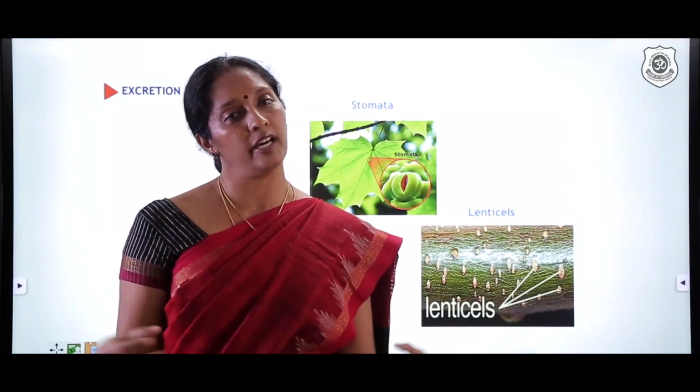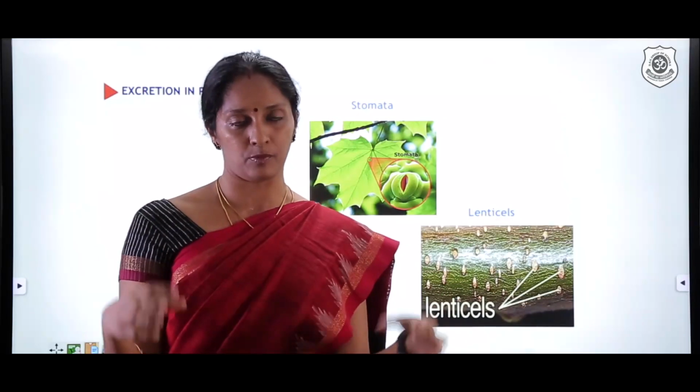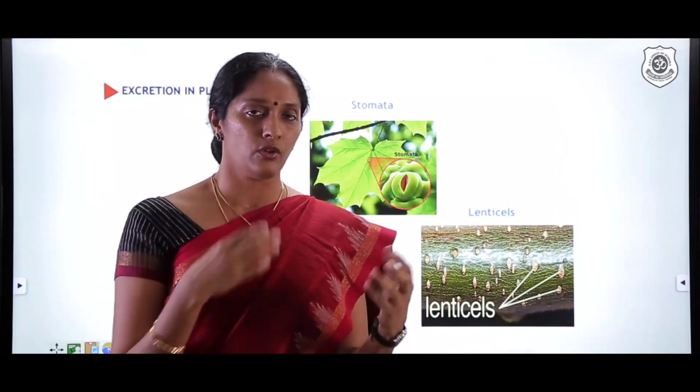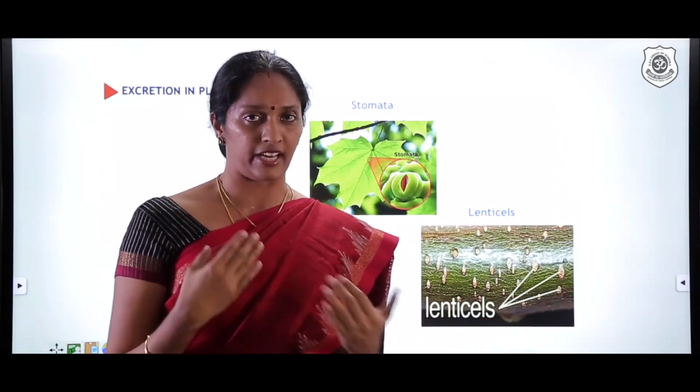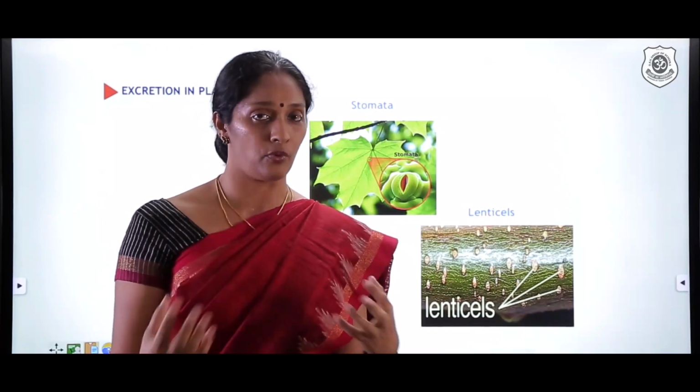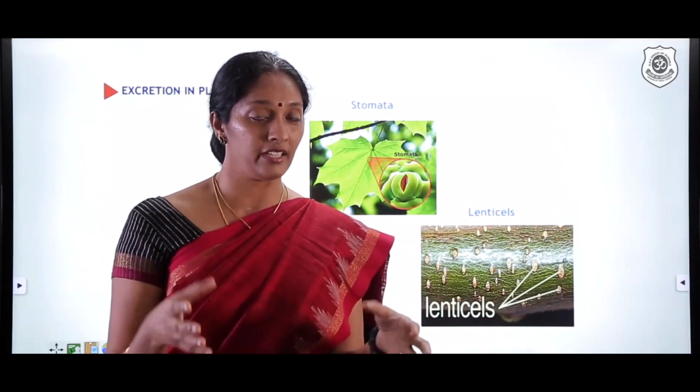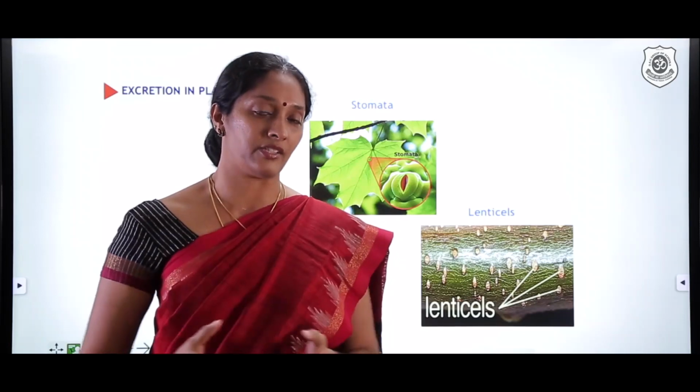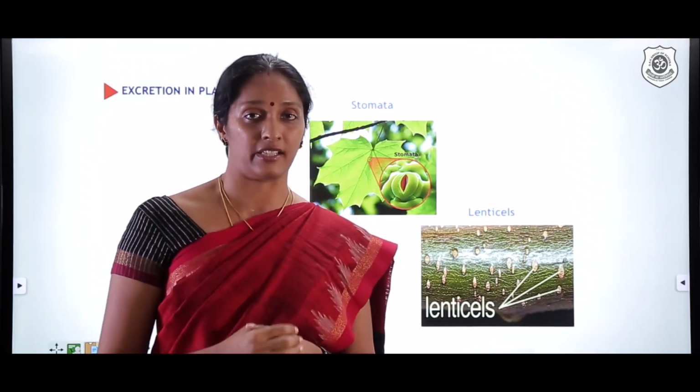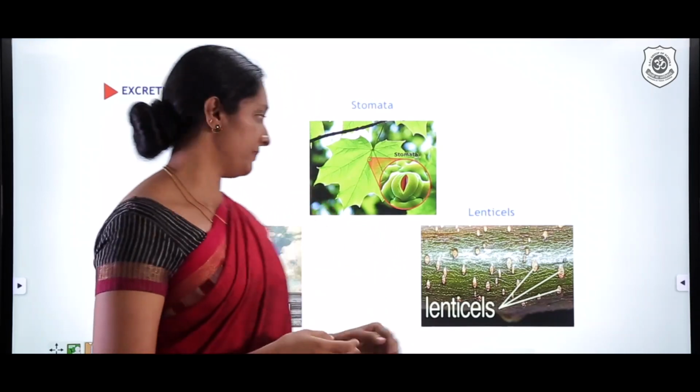Roots will also help in excreting out certain waste products into the soil. Soil is porous, and the exchange of gases can occur when the soil is porous. If there is waterlogging, that's the reason the plant dies off. Why? Because the exchange of gases won't occur in that case.